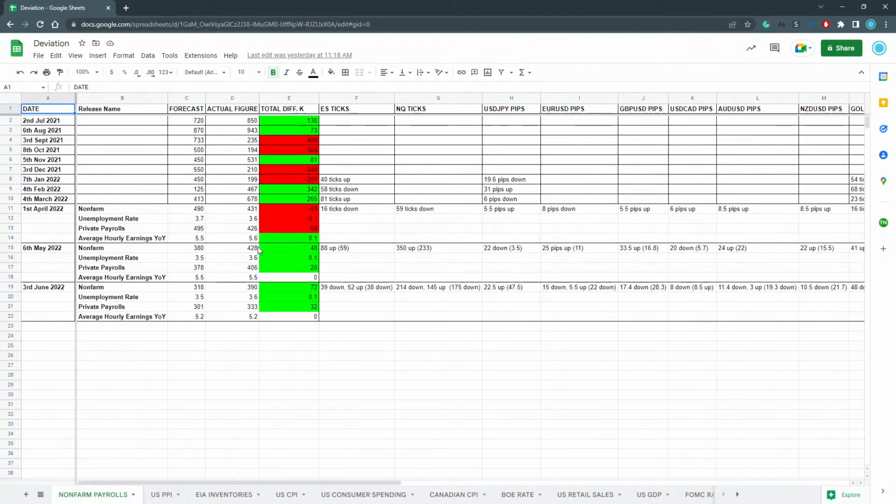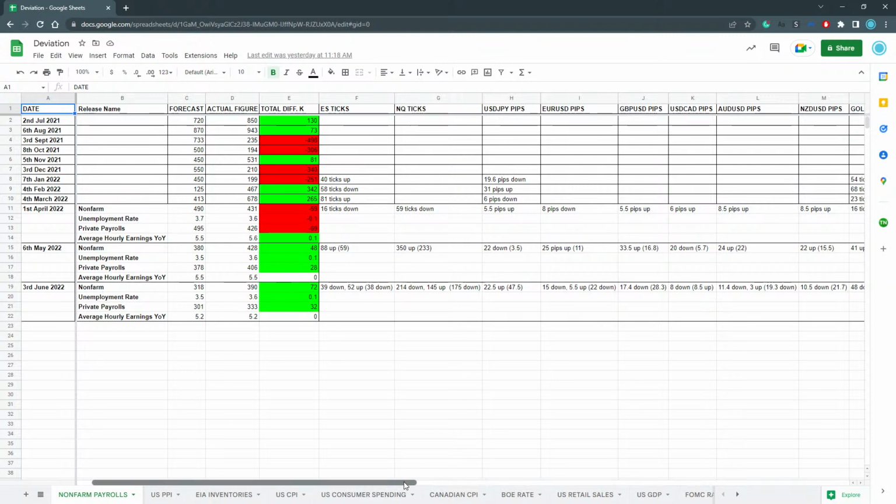Here we go. So we had a 72k deviation from the forecast figure, and we had seen initially 39 ticks towards the downside and then 52 ticks up. After about 10 minutes of trading, the S&P 500 was down by about 38 ticks. On the Nasdaq, we'd seen about 214 ticks down and then 145 up. Bearing in mind, this is on the first candle, right? This reaction here. And then after about 10 minutes, it was about 175 ticks down.